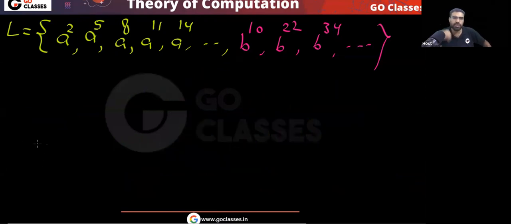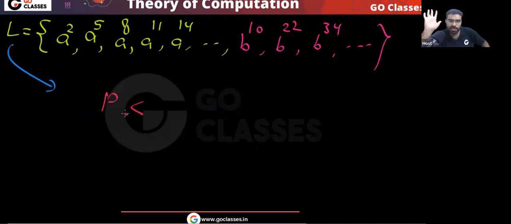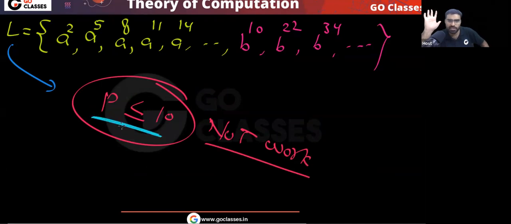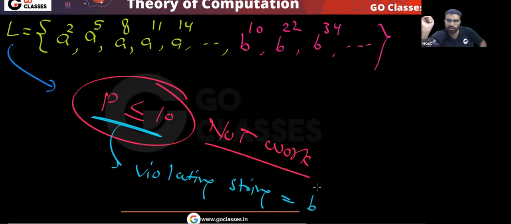So what can you say? I can say that p less than or equal to 10 will not work. Agree? It will not work. Who is the violating string? You can take b equal to 10, b power 10, as the violating string.